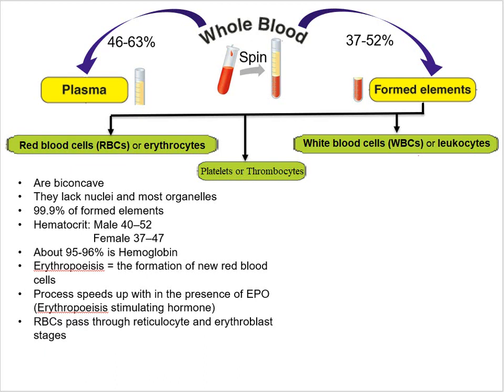Red blood cells pass through reticulocyte and erythroblast stages. As they develop from a stem cell called a hemocytoblast, they go through a number of stages and phases. They transport oxygen, so the main function is to transport oxygen, and they pick up carbon dioxide from tissue and bring it to the lungs.